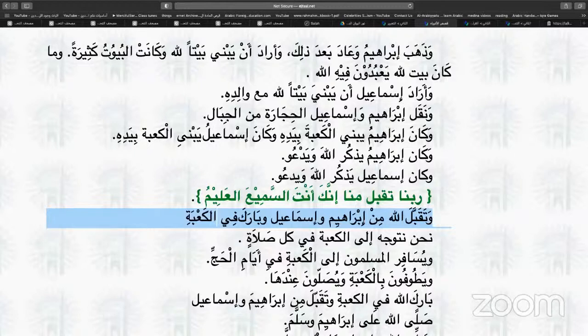And Allah accepted Ibrahim and Ismail. Accepted Ibrahim and Ismail, is that what you said? No, it doesn't say that. تقبل الله من إبراهيم وإسماعيل. What does تقبل الله من mean? Allah accepted from Ibrahim and Ismail and blessed the Kaaba.